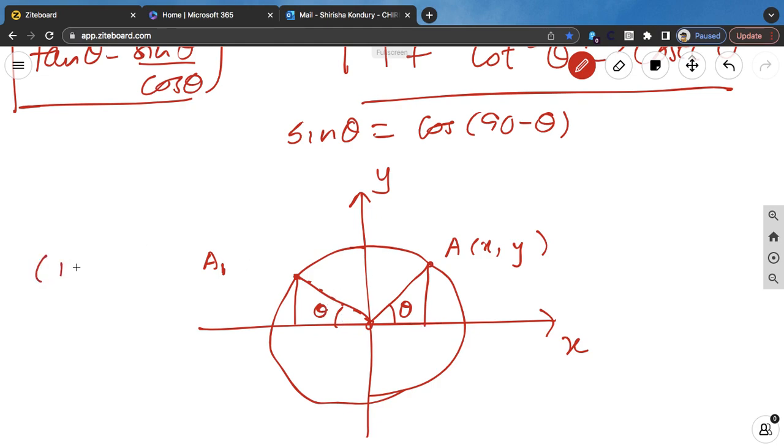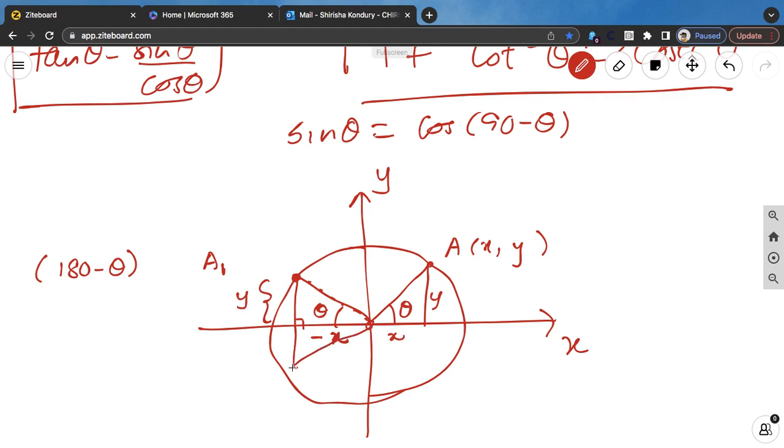A1 is making an angle of 180 minus theta with the positive x-axis. But when I do that, the right triangle that it forms is still similar to what it was forming in the first quadrant, which means I still have the opposite side. If this is y and x, I still have the opposite side as y, but adjacent side, though the value is x, it is now on the negative x-axis, so I'm going to call it minus x.